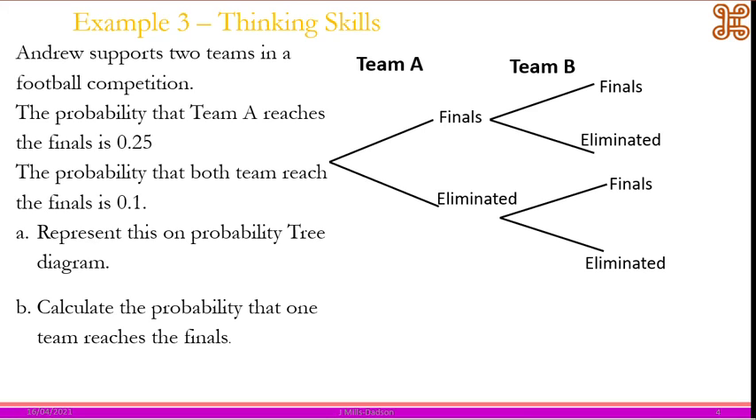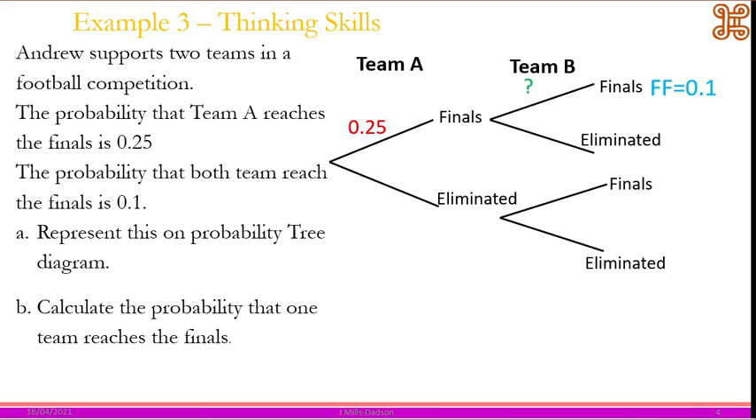Okay, now if you look at it carefully, we know the probability of team A reaches final is 0.25. We know both team A and B reach final is 0.1, but we're not given the probability for team B. So we need to learn how to work backwards. So team A, we know to reach final is 0.25. But team B, we don't know anything about that. That's a question mark.